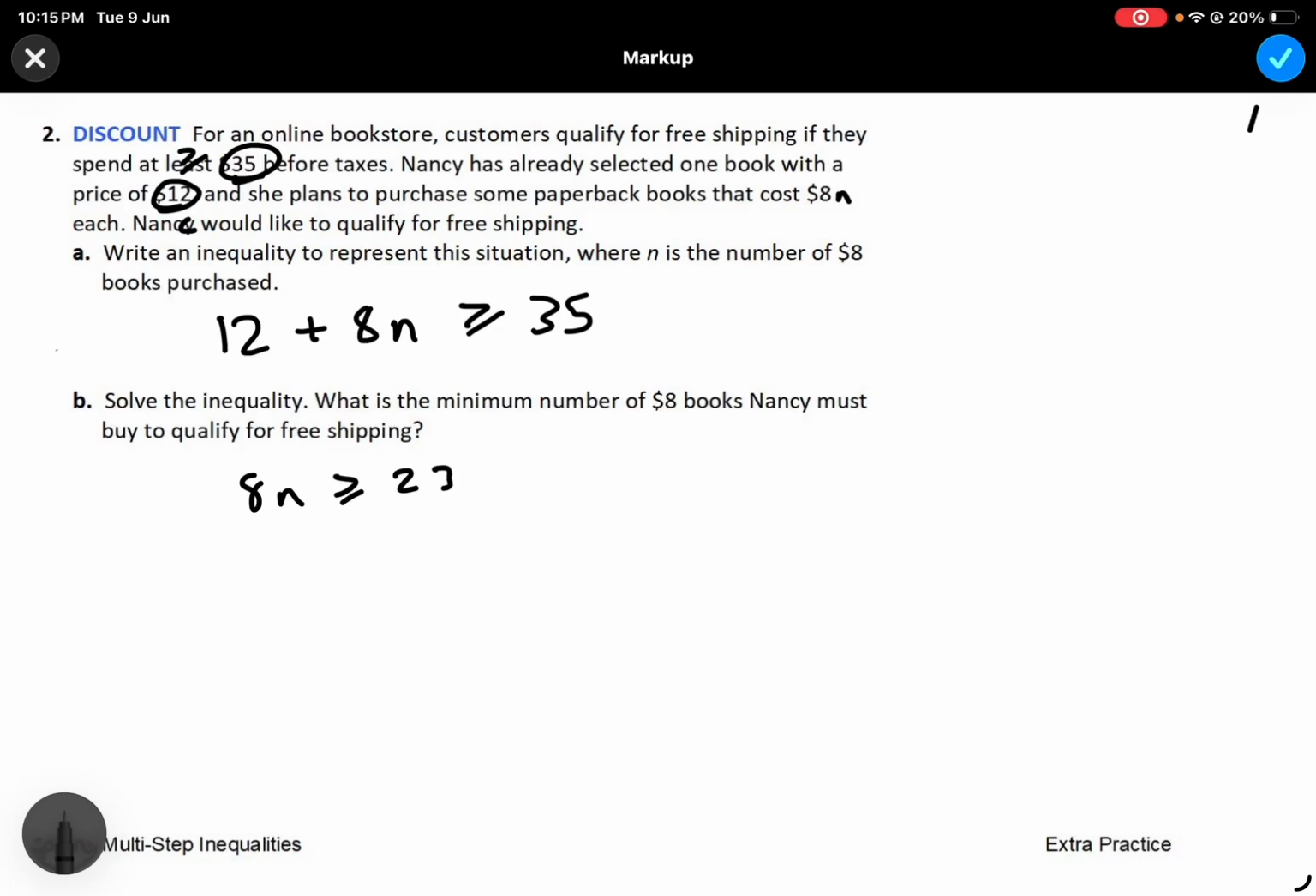Okay, and we get n is greater than or equal to 23 over 8, which is, I think, n is greater than or equal to 2.875. Okay? Now, this is the confusing part where some of you might get confused. You cannot buy 2.8 books. You either buy 2 books or 3 books. And if you buy 2 books, then you don't pass the minimum of 35, which is why Nancy has to buy 3 books, and that's our answer.